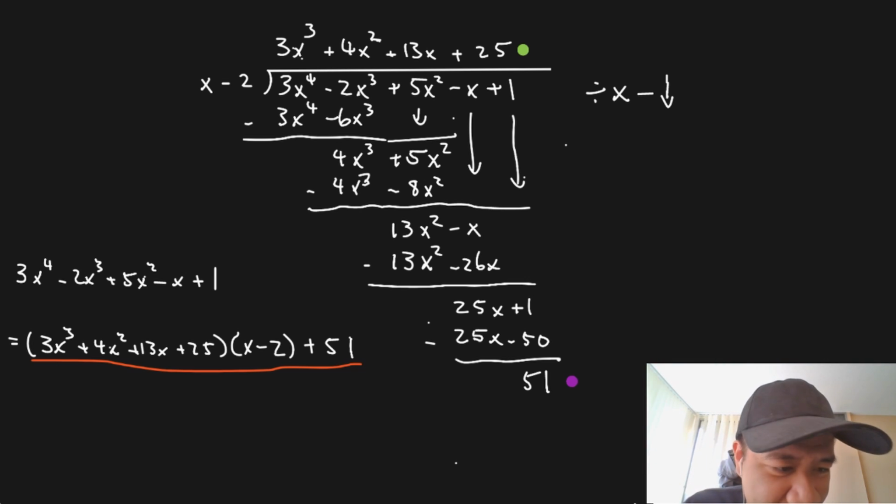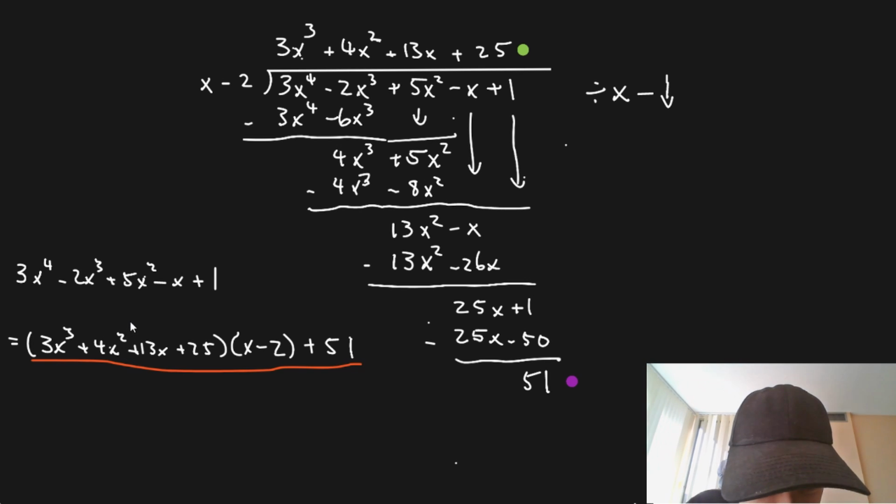Now here, I guess I'll just write this out. So this guy was our divisor over here. Wait, not our divisor, our quotient. And let's use orange for divisor. So then you just do this: quotient times your divisor plus your remainder.